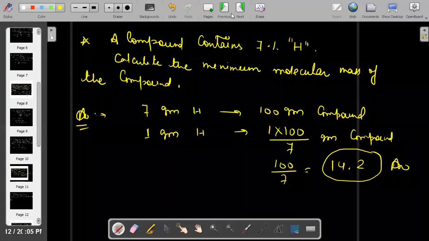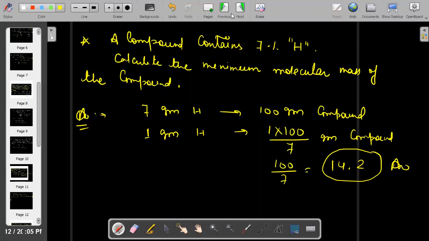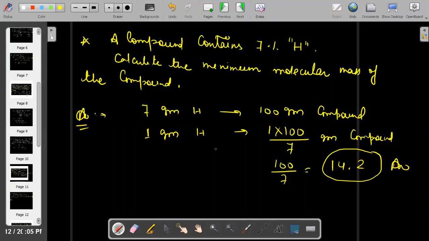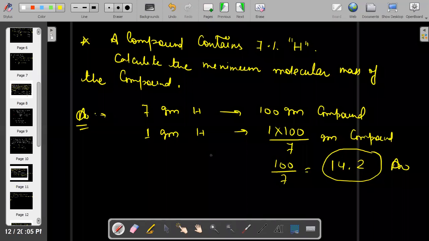All got it? You have to make your calculation also correct. 14.2, yes, Raj. Rahul also correct. Dhanu also correct. Anusha, correct, good. So got it now? Ria also got it. 7 gram hydrogen, 1 gram hydrogen. So 100 by 7, that is equal to 14.2.